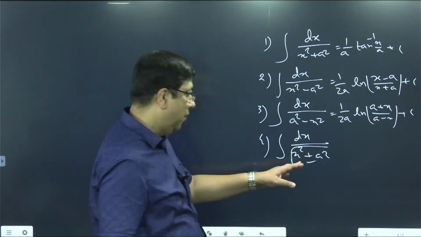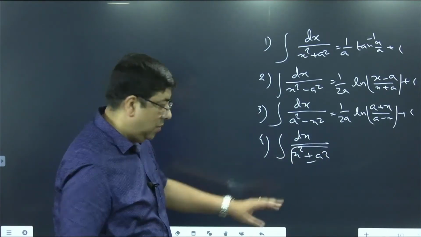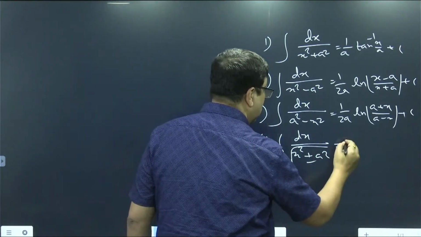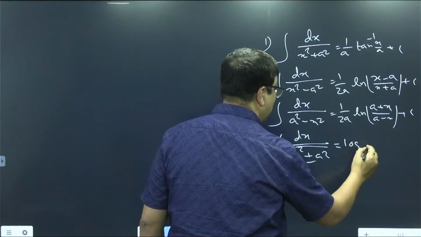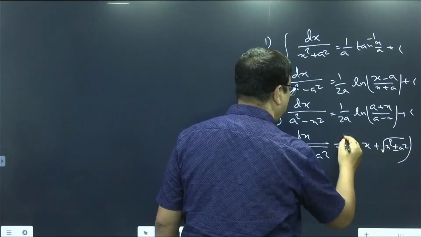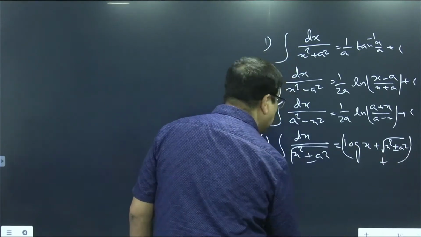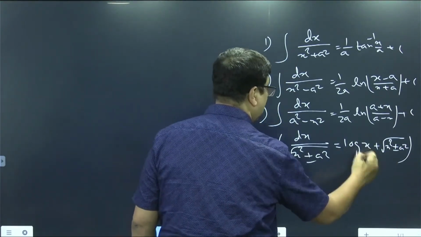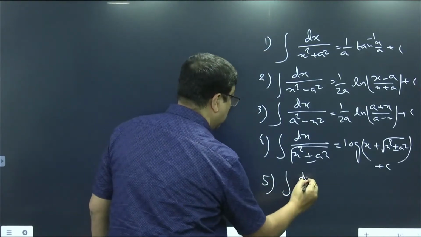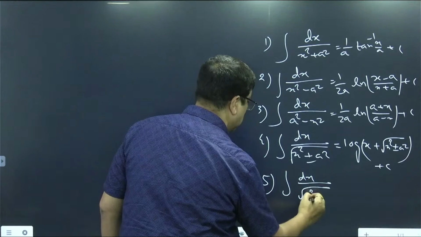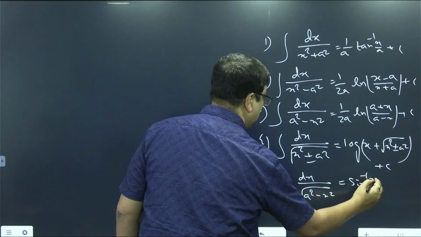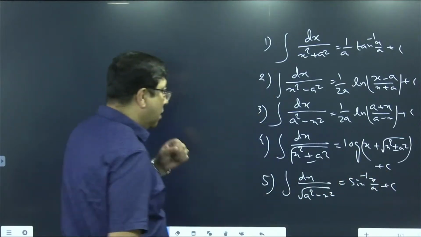Number 4 and 5 I am giving at a time. Previously I had given them separately. So I am giving here at a time: log of x plus root over x square plus minus a square. For plus it is plus, for minus it is minus. And then dx by root over a square minus x square equals sine inverse x by a plus c.